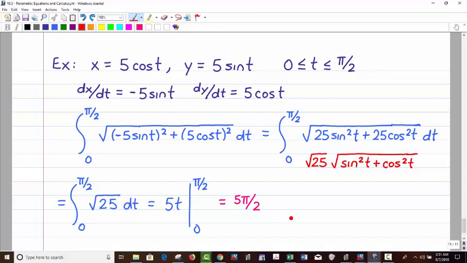So the original problem is a circle of radius 5, and that means the circumference would be 5 times 2 pi, which is 10 pi. And if you divide that by 4, 10 pi over 4 does equal 5 pi over 2. So it worked out using calculus also. Well, that concludes this video on parametric equations and calculus.